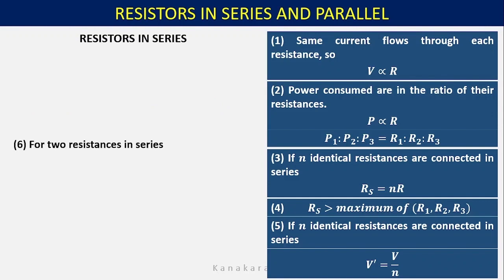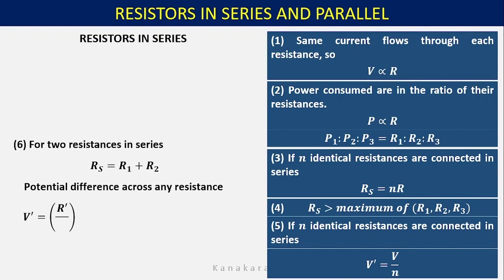For two resistances in series, Rs equals R1 plus R2. Potential difference across any resistance, V prime equals R prime by Rs into V. That is, given resistance by total resistance multiplies the applied potential. This is the potential difference across individual resistances. So you have to take a given resistance divided by total resistance multiplies V.